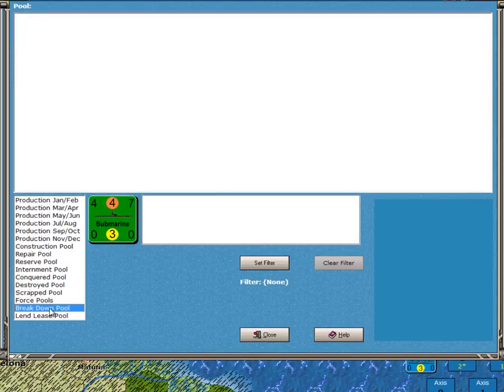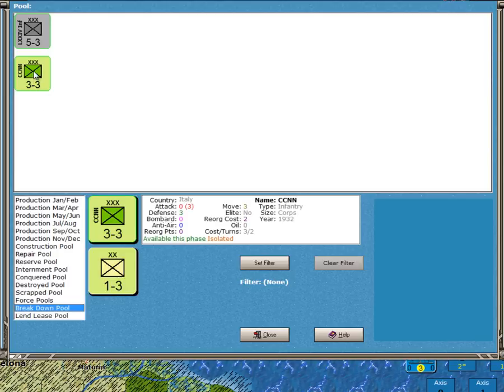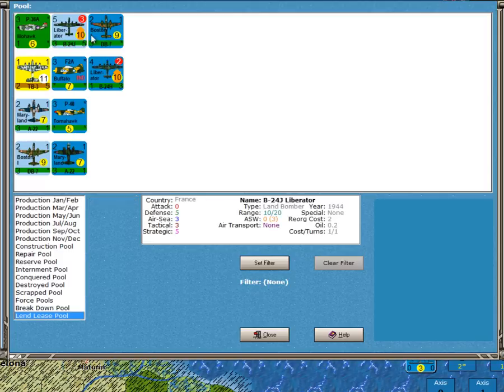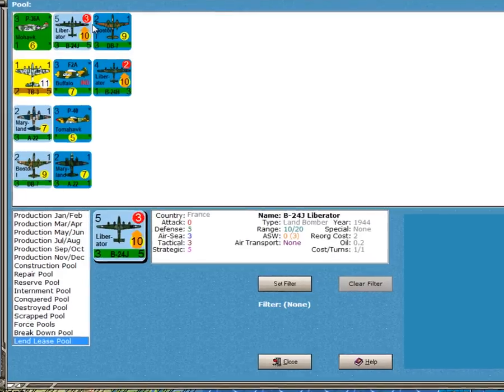Let's look at the breakdown pool. The breakdown pool shows you core size units that have been broken down into divisions. The Lend-Lease pool shows you units that you might be able to persuade another major power to lend-lease to you.